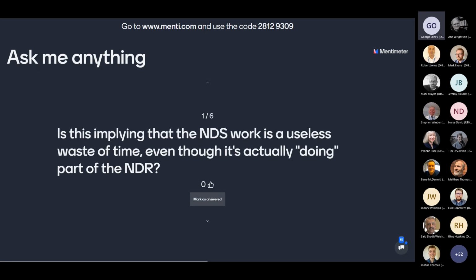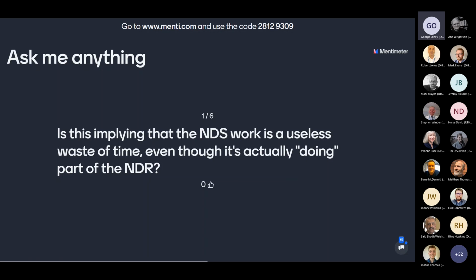Sorry. Is this implying that the National Data Store work is a useless waste of time, even though it's actually doing part of the NDR? I don't understand the question. Sorry. Who's asking? Does the person who asked the question want to come forward? I'm assuming this relates to the proof of concept work that's been done within the NDR program in the Azure platform.